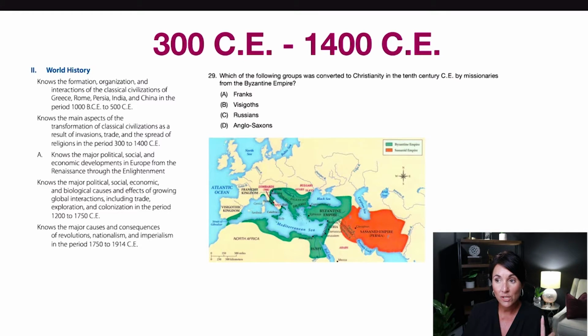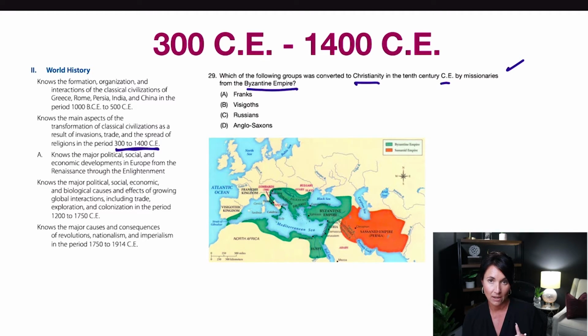Let's take a look at one more question from this era. So we're going to stay here for just a moment, and I want to show you how you can piece together different things to answer a complex question, all right? So it says up here, which of the following groups was converted to Christianity in the 10th century CE by missionaries from the Byzantine Empire. So we have a couple of keywords here. We have Christianity. We have common era, CE, so we know it's past BCE. And we have this Byzantine Empire.